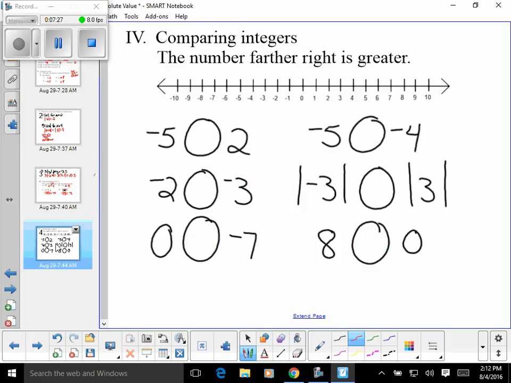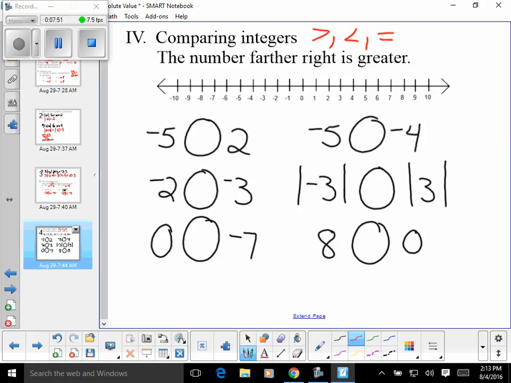The last thing we're going to do in this lesson is comparing integers, and this is where we're going to use greater than, less than, or equal. It's time that you learn what the greater than symbol is and the less than symbol is. You can't always just rely on the alligator eating the bigger number. So it's time to really learn the greater than from the less than.